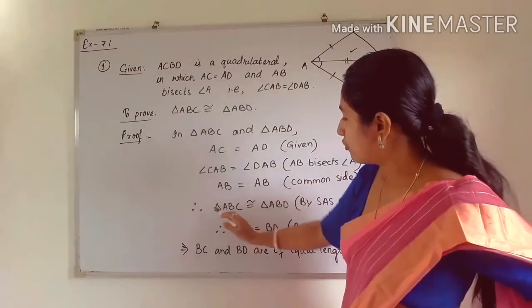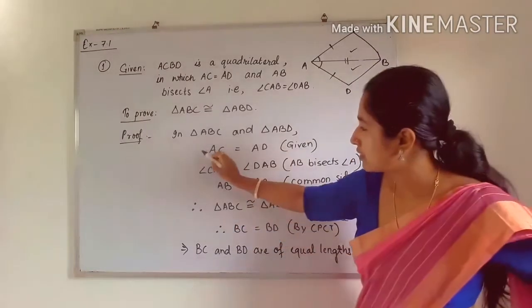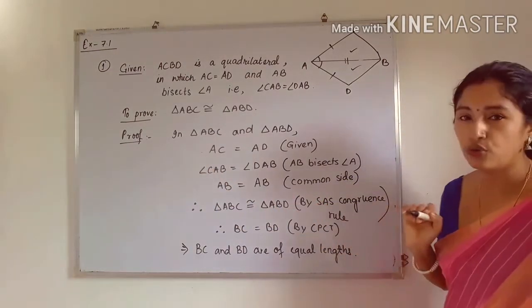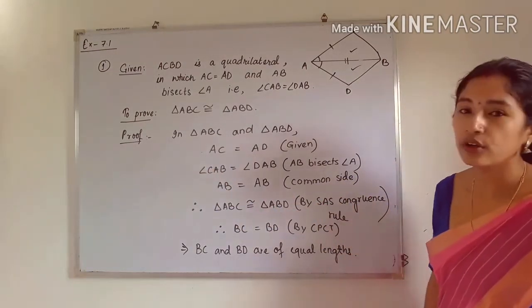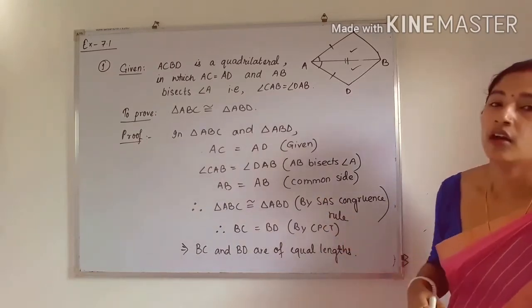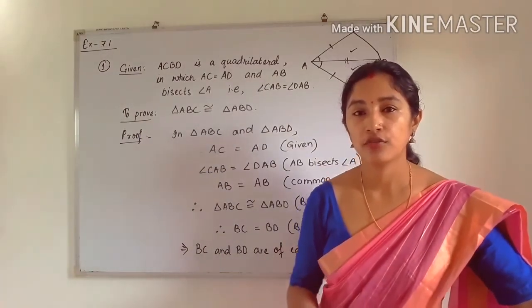Okay, so therefore the triangle ABC is congruent to triangle ABD by, this is side, this is angle, this is side. So by SAS congruence rule. Okay, these two triangles are congruent. So after proving congruency, we can equate the other elements, or you can say other parts of the triangle.